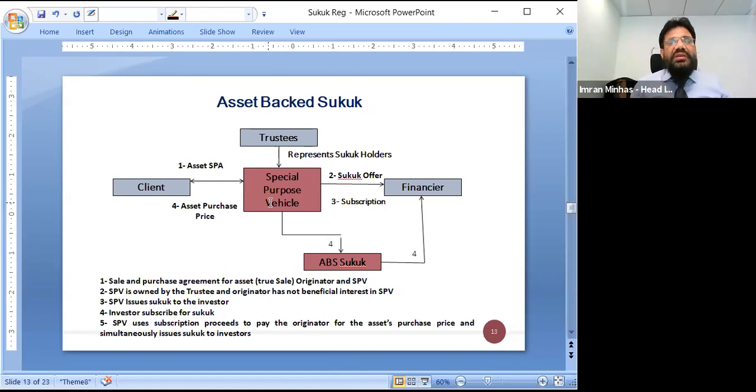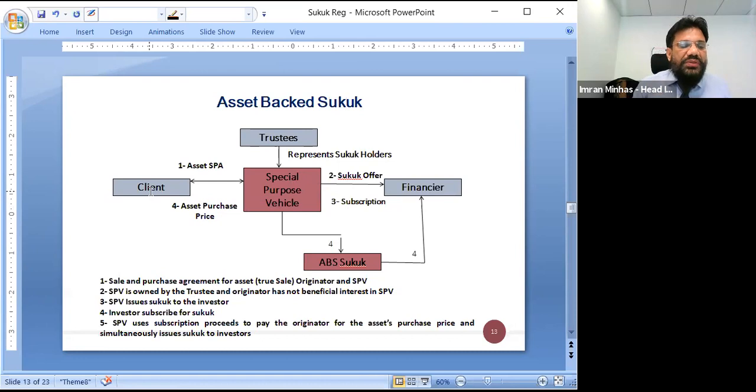These terms and requirements are covered through regulation: what the requirement is for the trustee, what the requirement is for the SPV, and who can act as a trustee. The SPV issues Sukuk to the investor. The SPV finds investors and issues Sukuk to them. The financer gives money and subscribes for the Sukuk, and that money is paid to the client. So investors subscribe for the Sukuk.